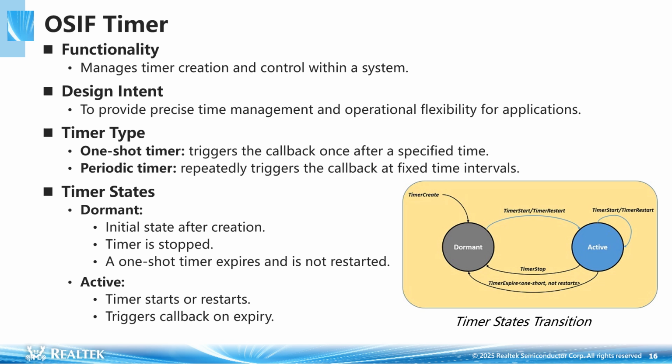Timers have distinct states. Dormant is the initial state upon creation, where the timer is stopped. Notably, a one-shot timer that has expired and doesn't restart automatically is also in the dormant state. Active indicates that a timer has started or restarted, and it will trigger the callback upon expiry.